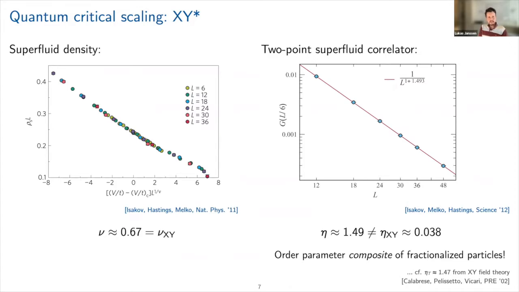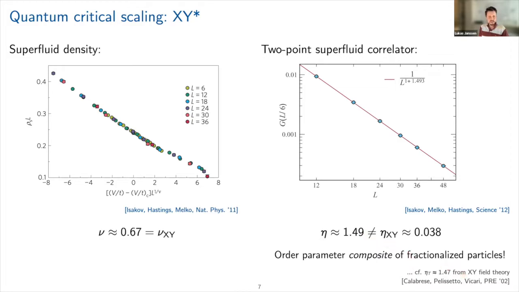And the interpretation of that is that, because of the fractionalized excitations, which are constituents of the original particles, this superfluid order parameter is basically a composite of the fractionalized particles, which are the particles that really govern the transition. And if we adopt this assumption, then we can compare the anomalous dimension of such a composite from XY field theory with the measured anomalous dimension, and tada, there is actually fairly good agreement with the field theory expectation.